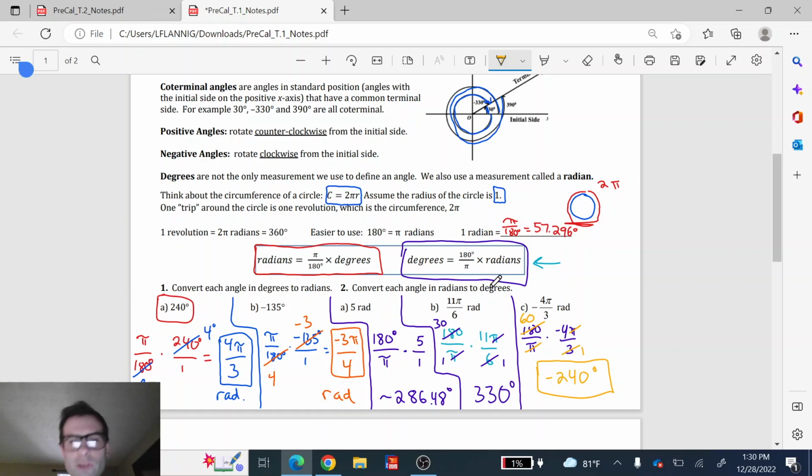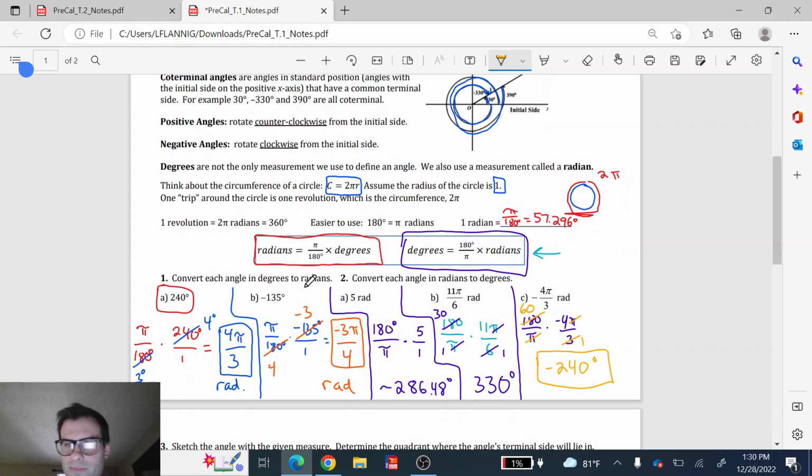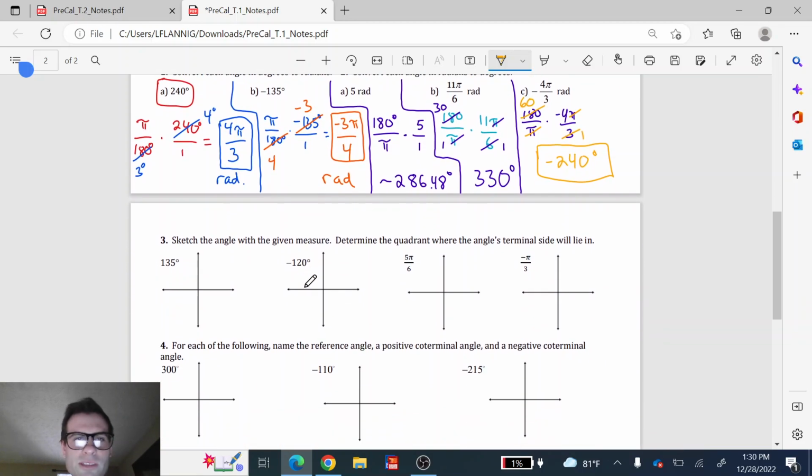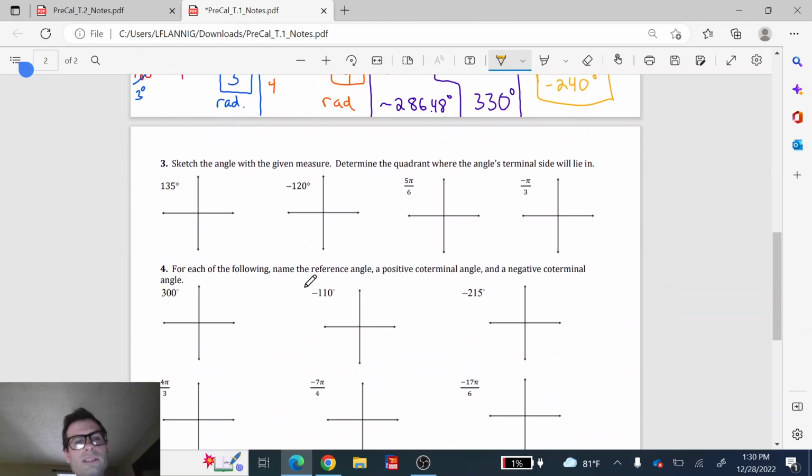So right now we've learned how to convert degrees into radians and radians into degrees. This is a skill you'll need to know for the future. All right. This part's pretty easy. We're going to sketch the angle with a given measure, like 135 degrees, and determine the quadrant where the angle's terminal side is.